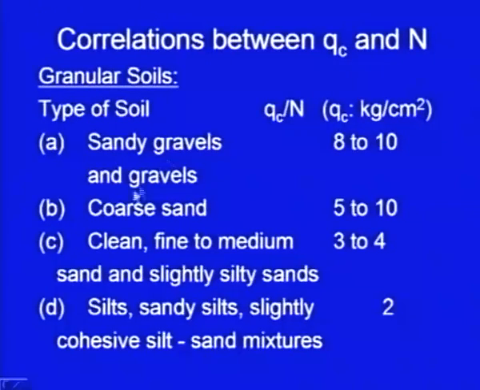For sandy gravels and gravels, this value roughly varies from 8 to 10. If it is a coarse sand, then this ratio varies from 5 to 10. In case of clean, fine to medium sand or slightly silty sands, this factor is around 3 to 4. And for silts, sandy silts, slightly cohesive silt or sand mixtures, this factor is around 2.